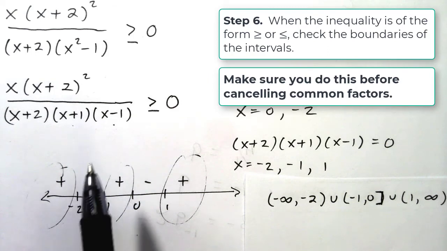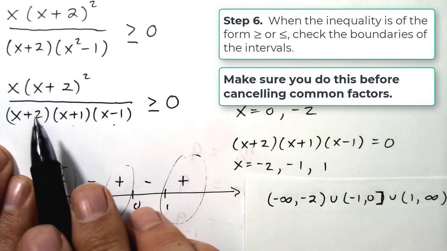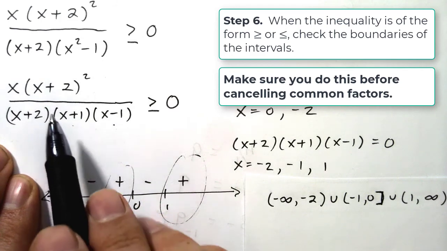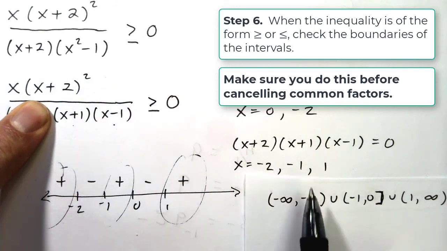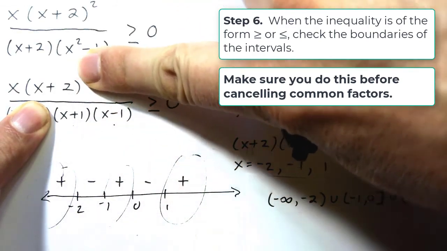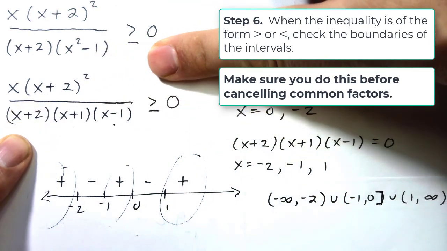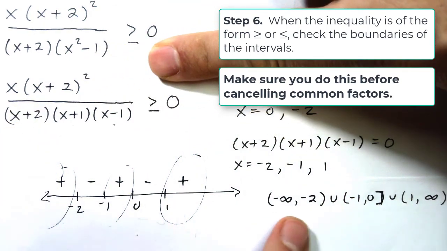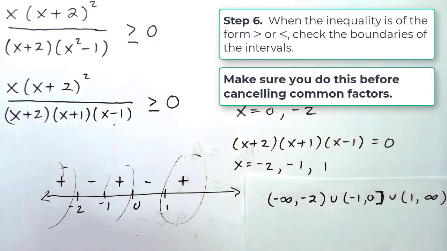Now, I just want to point out that you have to be careful to do this before you've canceled any common factors. If you cancel common factors, you may hide the fact that the function's not defined at negative 2. If we were to cancel these, now you wouldn't see that. So make sure you look at the unsimplified form, the uncanceled form, when you make these investigations at the boundaries of these intervals. So this is how we would handle the problem if it was greater than or equal to.